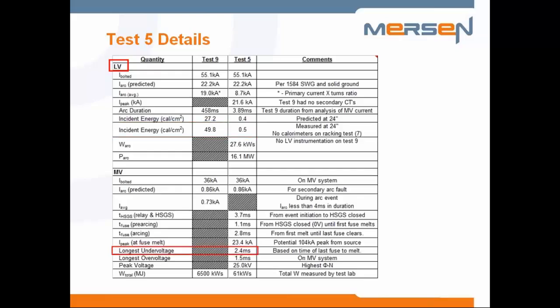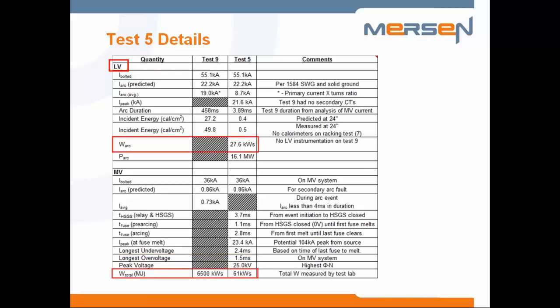The longest under voltage, meaning 0 volts on the medium voltage power system, was 2.4 milliseconds. That's between all 3 fuses. The longest over voltage, while the fuse arc was being extinguished, was 1.5 milliseconds. And its peak voltage was 25 kV, which was well below the 95 kV BIL rating of the equipment.